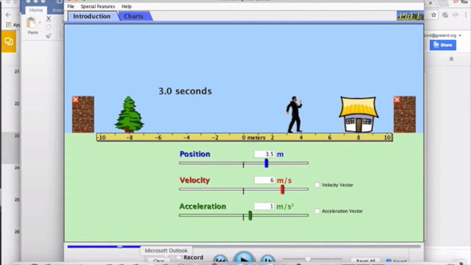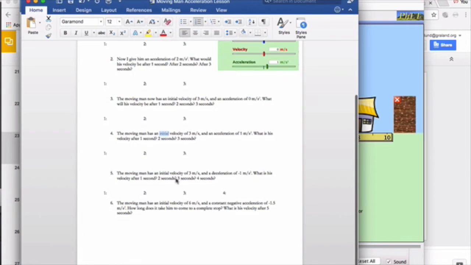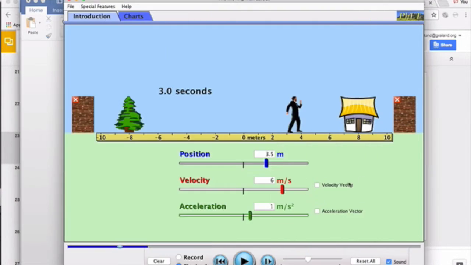Okay, let's head on back. This is the one that brings in the idea of deceleration. Deceleration is acceleration in a negative direction, or opposite from your original direction of motion. So position of -10, velocity of 3, and an acceleration of -1.